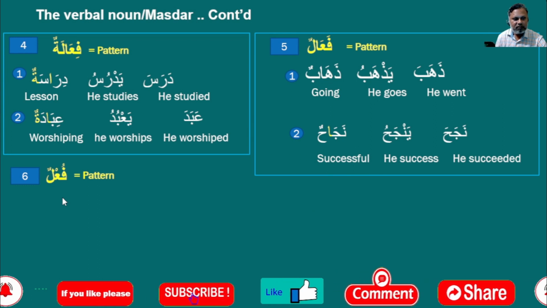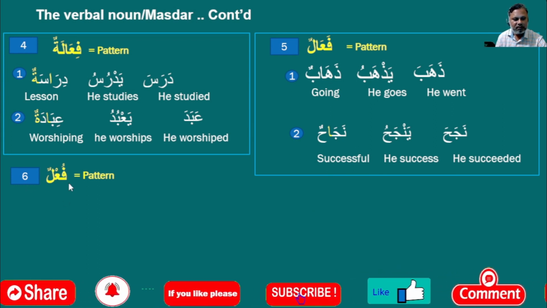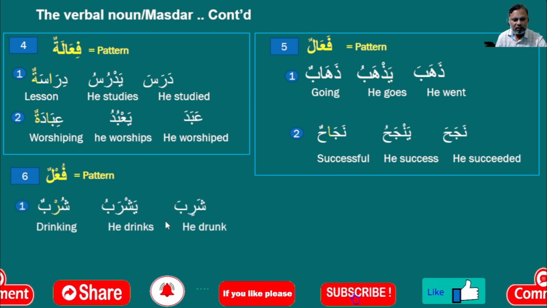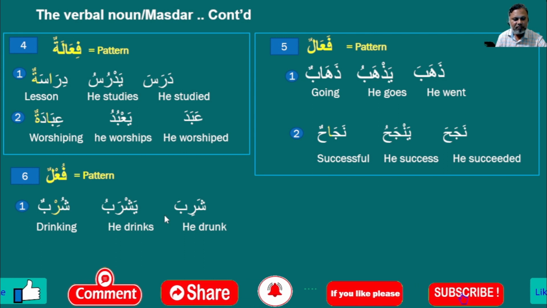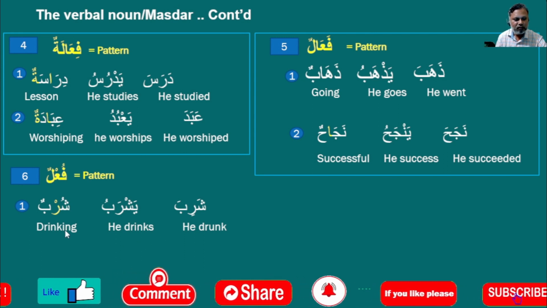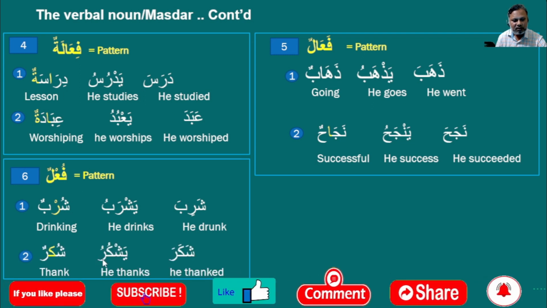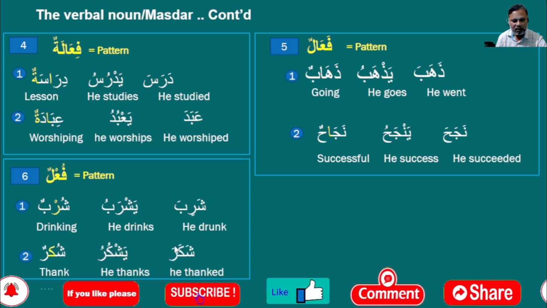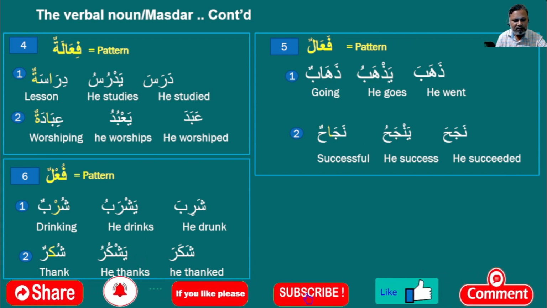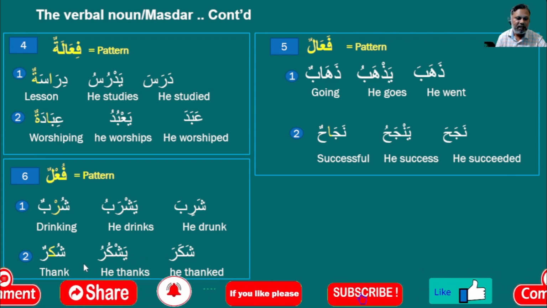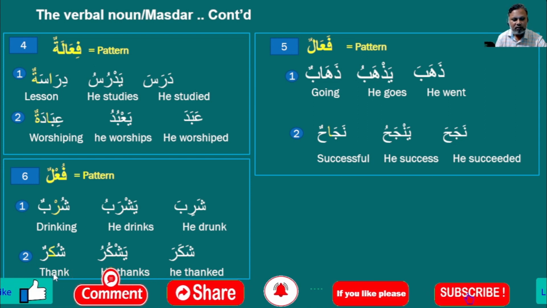The last example for verbal noun or masdar is fu'lun. Simply fu'lun. For example, shariba means he drank, and yashrabu means he drinks, and shurbun means drinking. Now this is the pattern. Shurbun. One more example: shakara means he thanked, and yashkuru means he thanks, and shukrun means thanks. It is a noun, verbal noun. Shukrun.